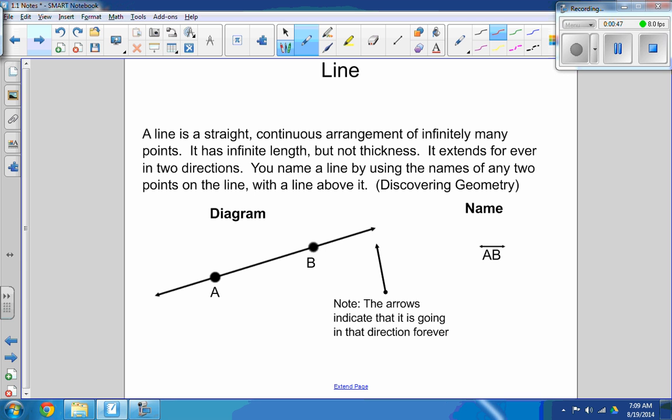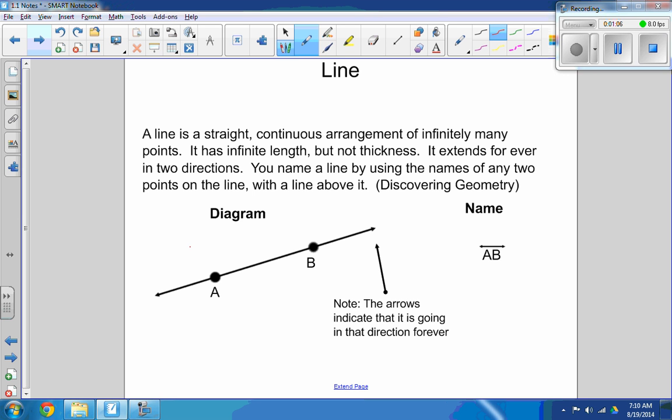Next, we have a line. A line is a straight, continuous arrangement of infinitely many points. It has infinite length, but not thickness. It extends forever in two directions. You name a line by using the names of any 2 points on the line, with a line above it.